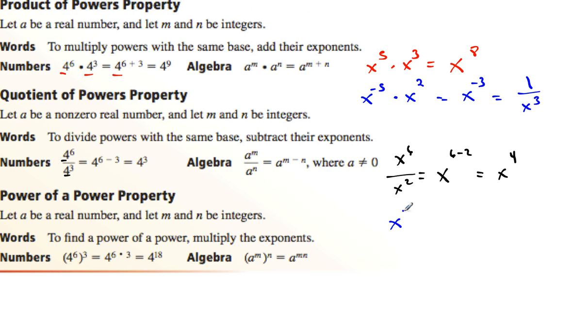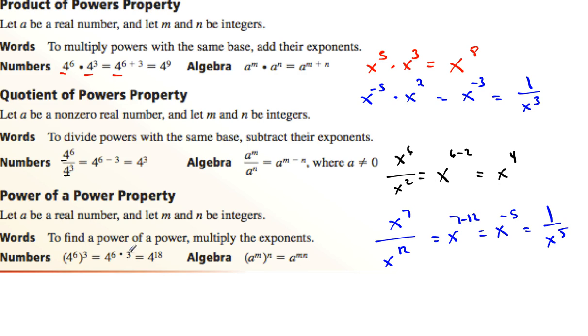What if you had x to the 7th over x to the 12th? You would keep your base, 7 minus 12, and you get x to the negative 5th power, which becomes 1 over x to the 5th. Again, rewriting my exponents as positive exponents.